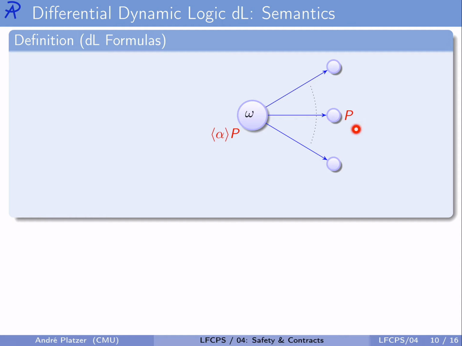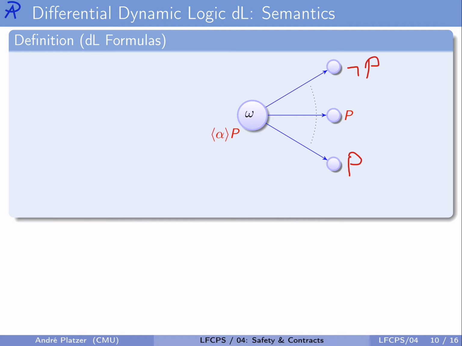It would require P to be true in one of the final states. It's okay if P is true in multiple of the final states. It's also okay if not P is true, so P is false in some of the final states. But P has got to be true in at least one of them.